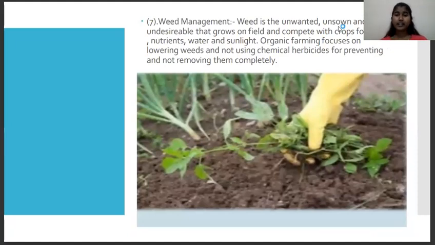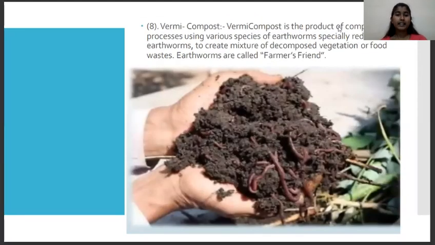Seventh one, weed management. Weed is an unwanted and undesirable plant that grows in the field and competes with the crops for the essential nutrients, water, and sunlight. Organic farming focuses on lowering weeds and not using chemical herbicides, preventing them rather than removing them completely. Eighth, vermicompost. Vermicompost is the product of composting processes using various species of earthworms, which create a mixture of decomposed vegetation or food wastes. Earthworms are called the farmer's friend because they help to grow the crops in a proper manner.